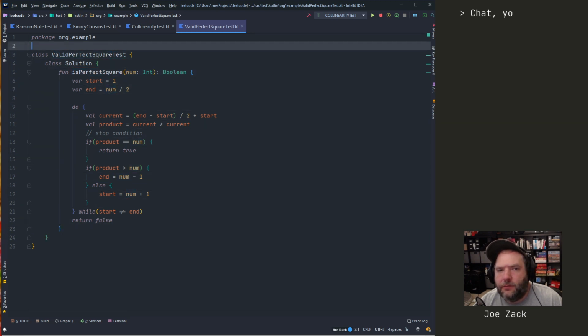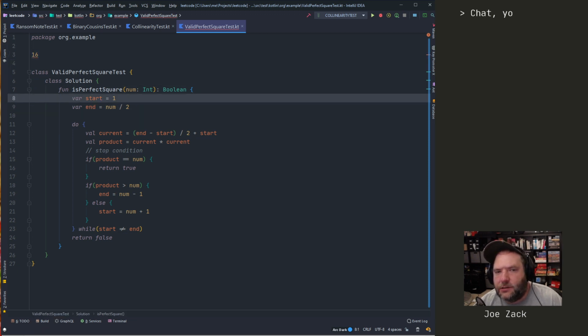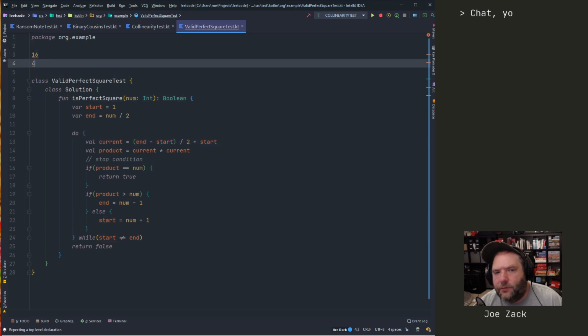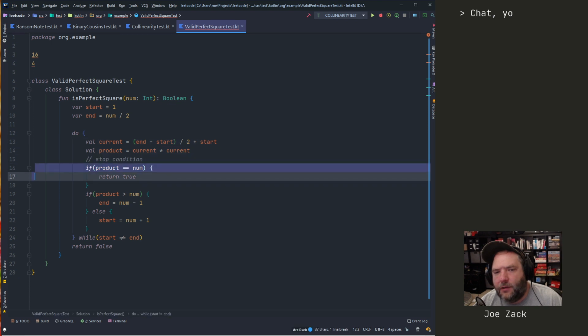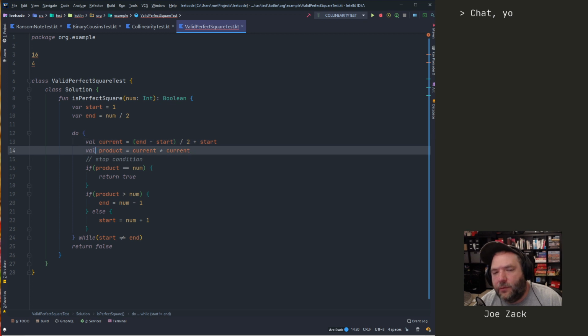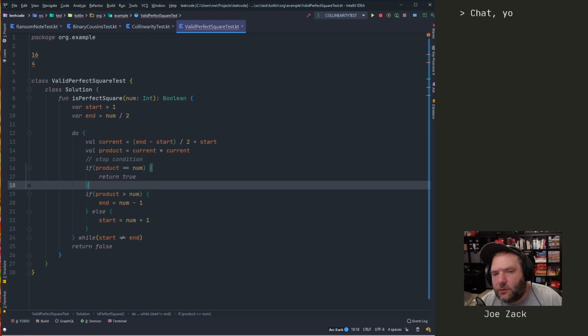So let's walk through it. If we're looking for the value 16, we'll say start equals 1, end equals 8. 8 minus 1 is 7, divided by 2 is 3, plus 1 is 4. So 4 is our first value. 4 times 4 is 16. So we return true. And that's done. That was an easy one.